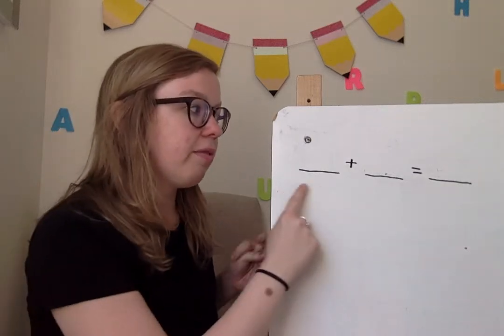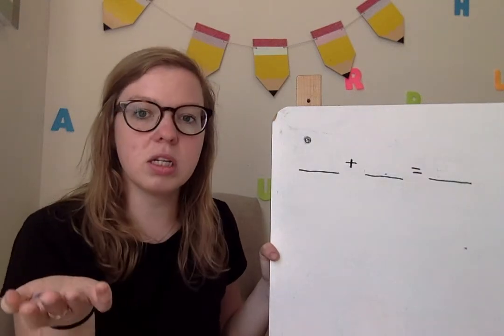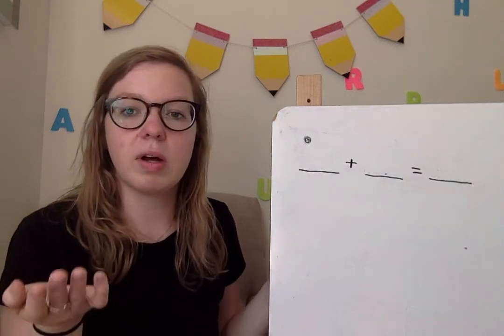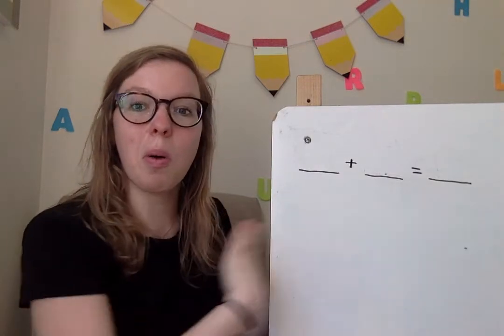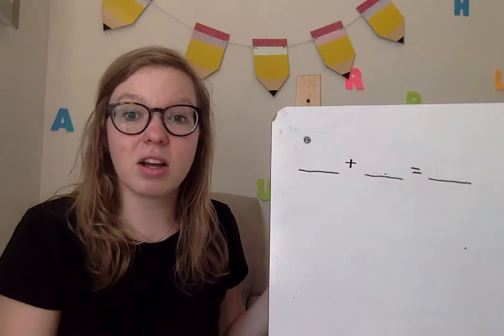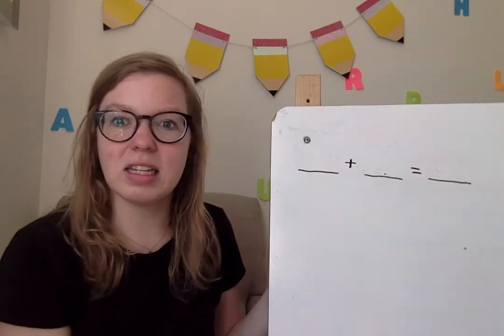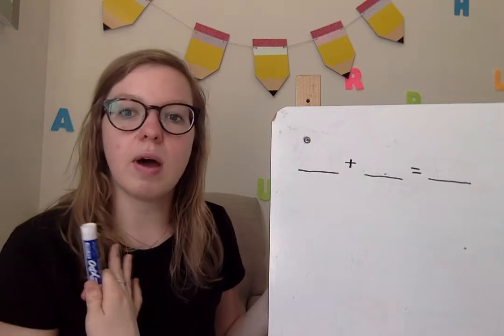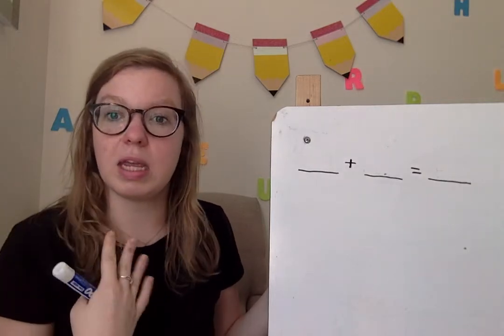So maybe you're only given one part and then what it equals all together. What do you need to do to figure out what the answer is if you only know what one of the parts is and what the whole is? That's called a missing addend. So when you're missing one of the addends, one of the parts, I'm going to give you an example so you can sort of visualize what I mean.